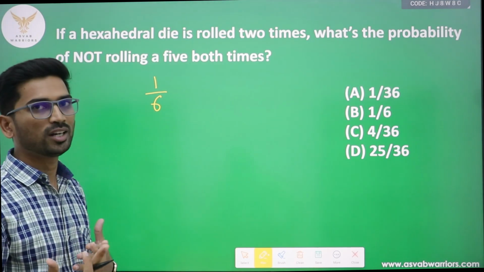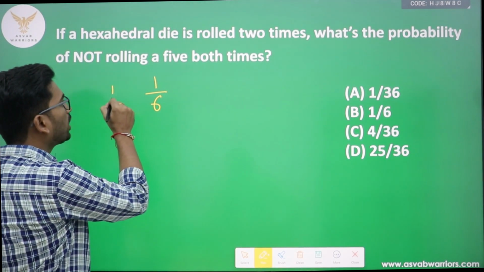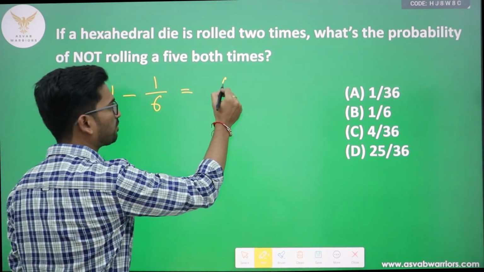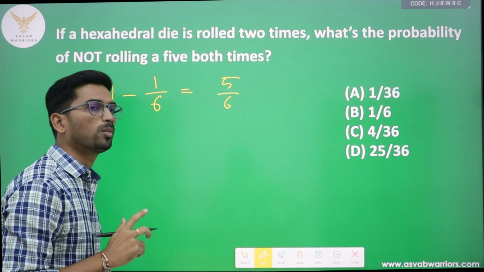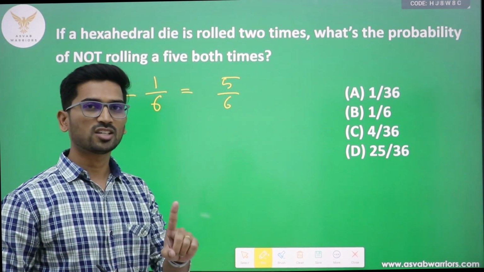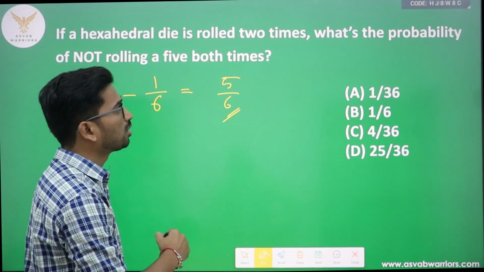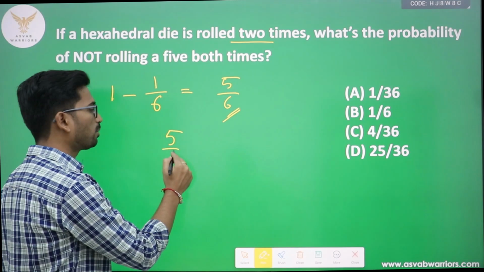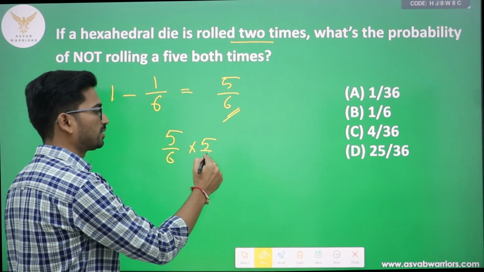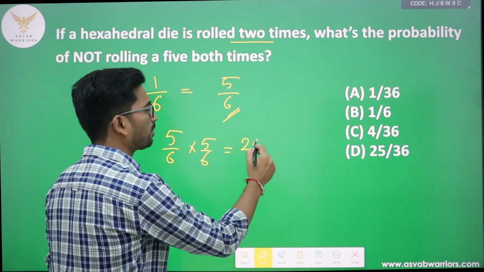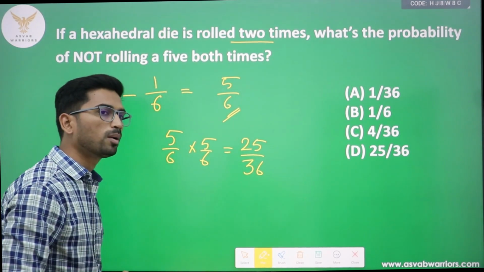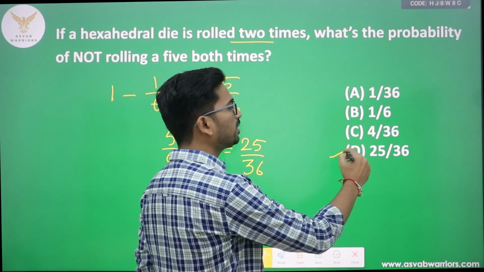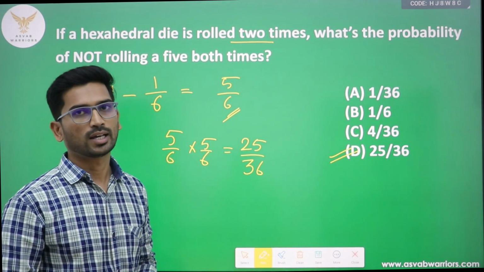Then what will be the probability of not rolling 5? It will be 1 minus 1/6. What will it be? 6 1s are 6, minus 1 is 5 by 6. So the probability of not rolling 5 if the die is rolled 1 time will be 5/6. But the die is rolled 2 times, so it will be 5 by 6 into 5 by 6, which is 25 by 36. So the probability of not rolling 5 both the times will be 25 by 36. So option D will be the correct answer.